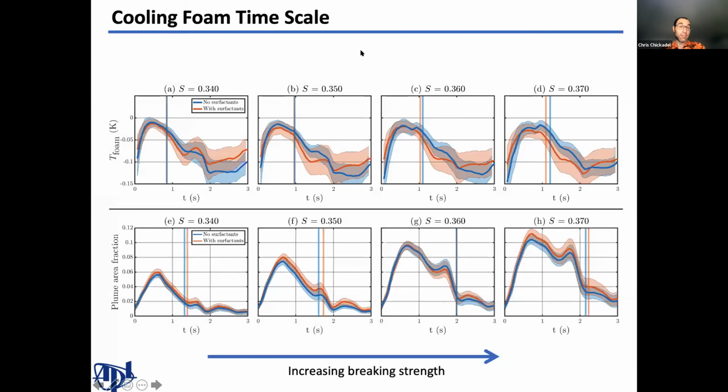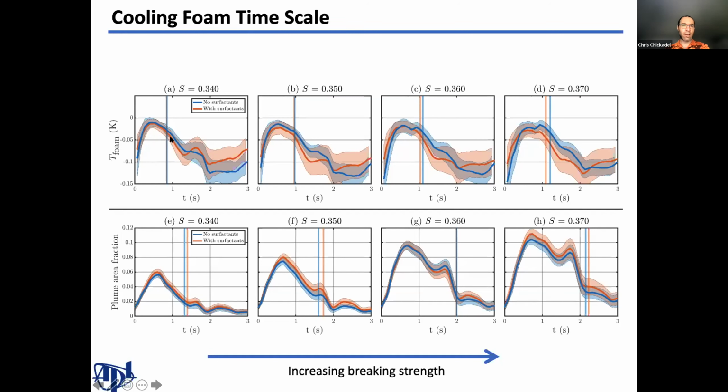Doing the same analysis and using the visible image to identify the regions of the foam in the IR image at the surface, Naeem tracked the temperature variability of the foam over time. Again, these are ensemble averages. And again, the increasing breaking strength, increasing wave slope packet, is increasing from left to right.